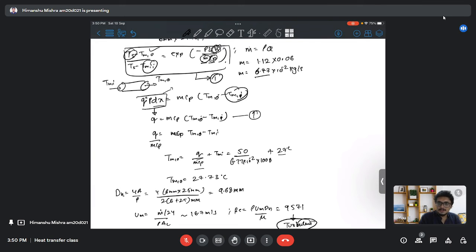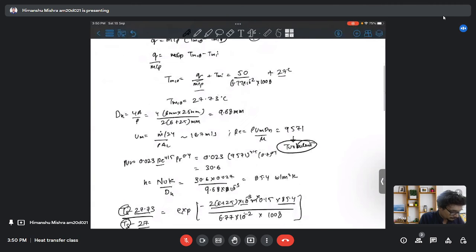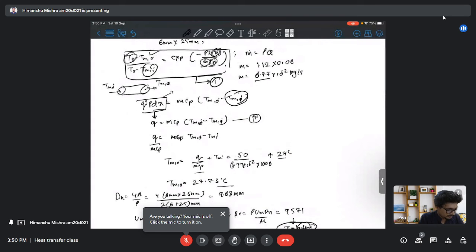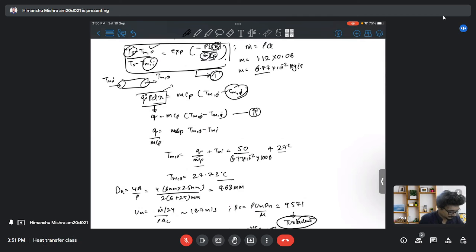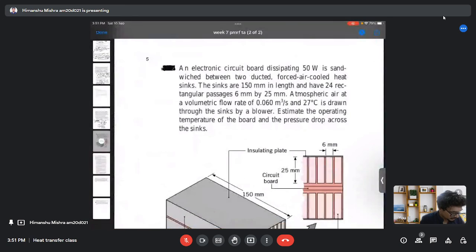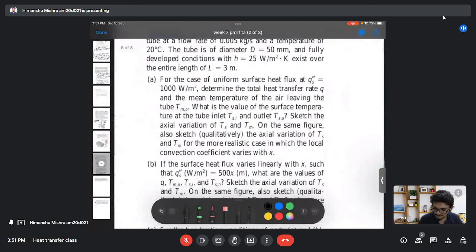We have also been given the total dissipation rate from the IC chip. Then to find the mean temperature, we use the constant temperature relation, which is given in equation 1. And for that, we require the heat transfer coefficient. So to find that, we use the turbulent Nusselt number correlation to find the surface temperature. So let's move to the next question.